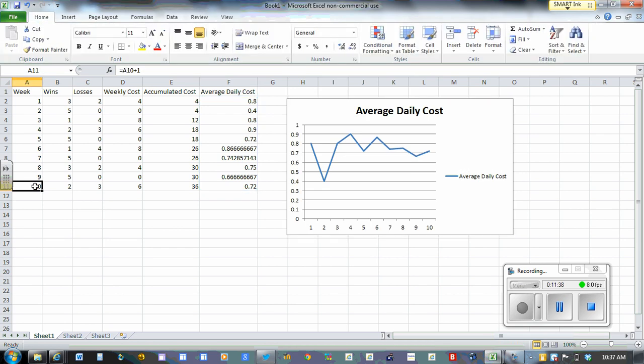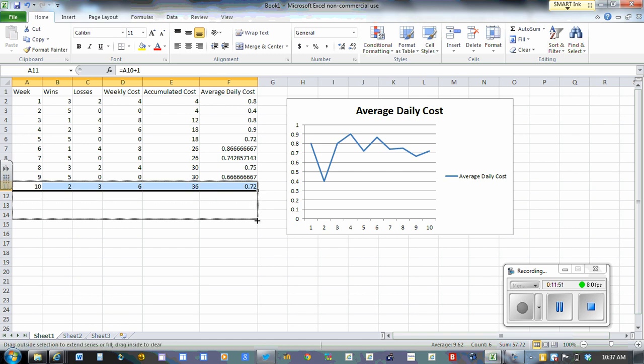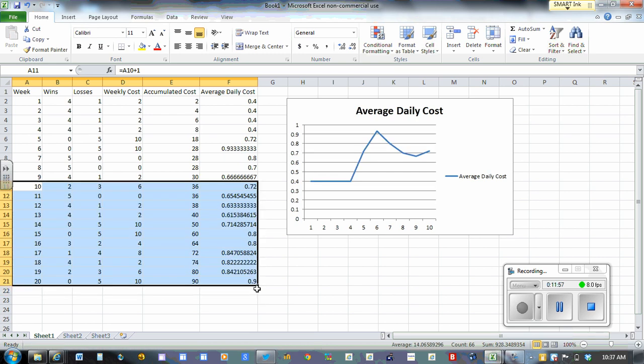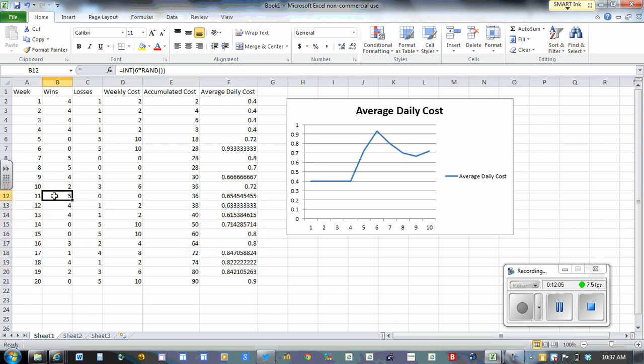So what we'll do is extend our table. Notably, every cell has a formula within it, so we should be able to highlight and click and drag. Let's go for another, say, 20 trials. Okay, so let's just check our formulas to make sure that they are functioning properly. And yes, it seems as though they are.